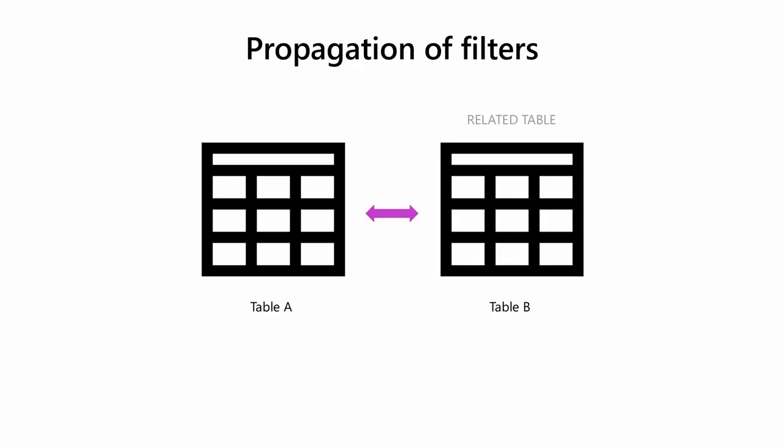If you have a row context in a table, you can iterate the rows of a table on the many side of a one-to-many or many-to-many relationship using the RELATEDTABLE function. You can also access the rows of the parent table using the RELATED function of DAX.